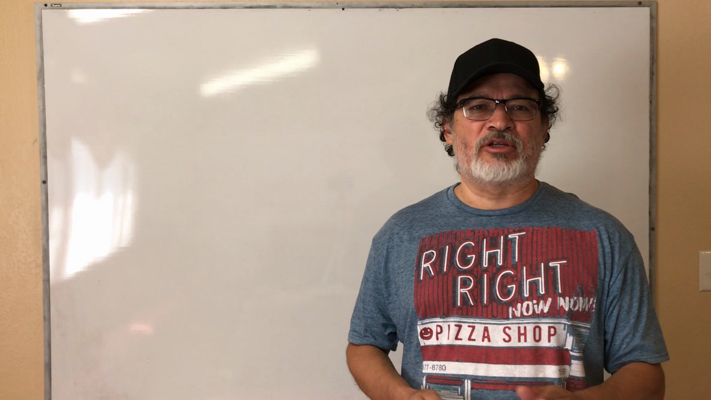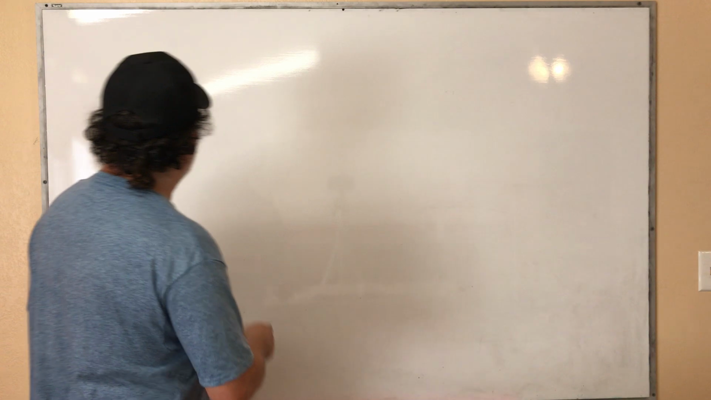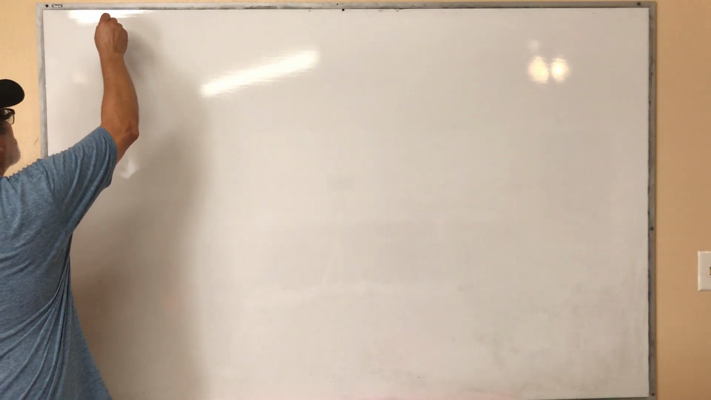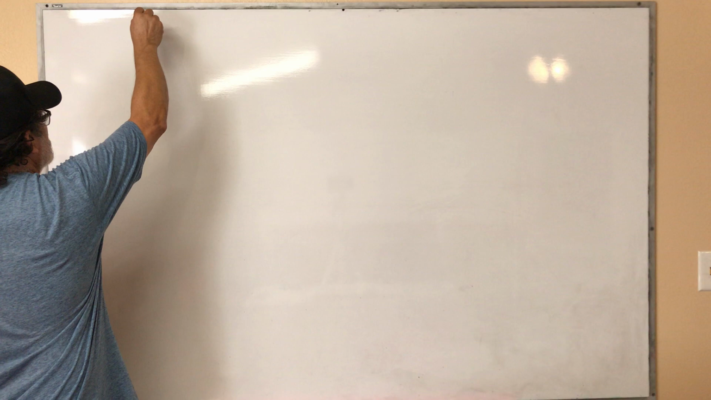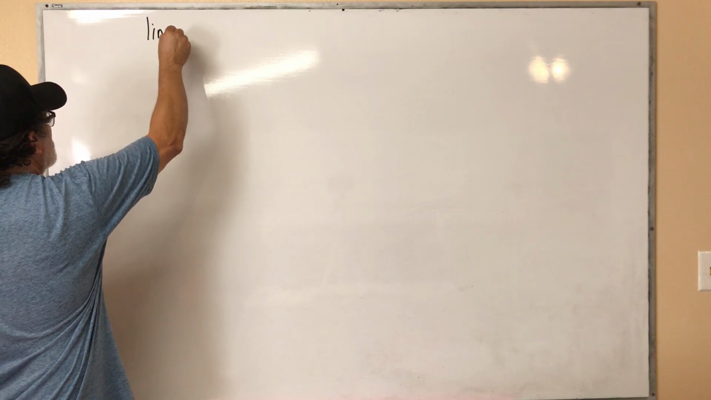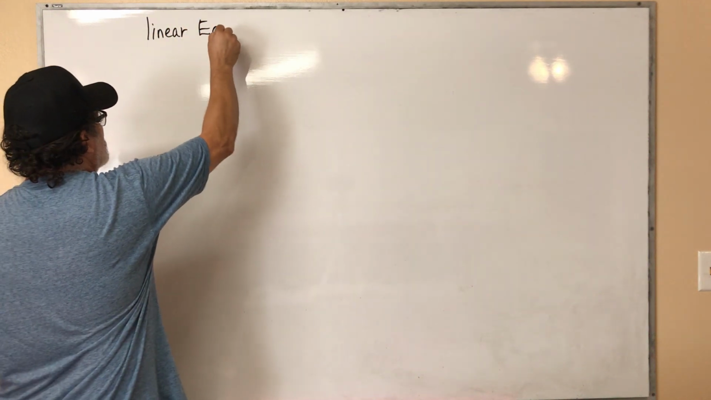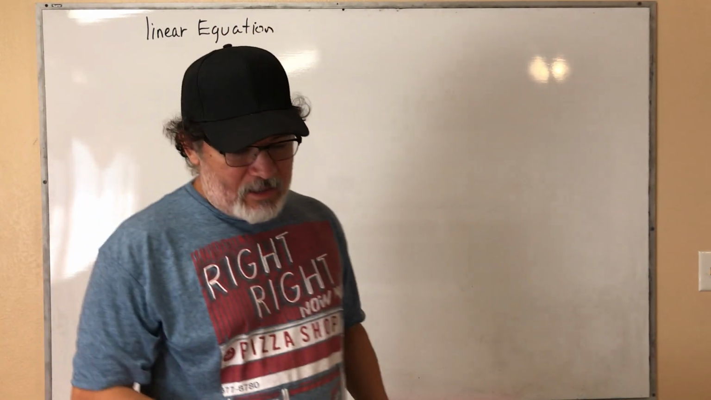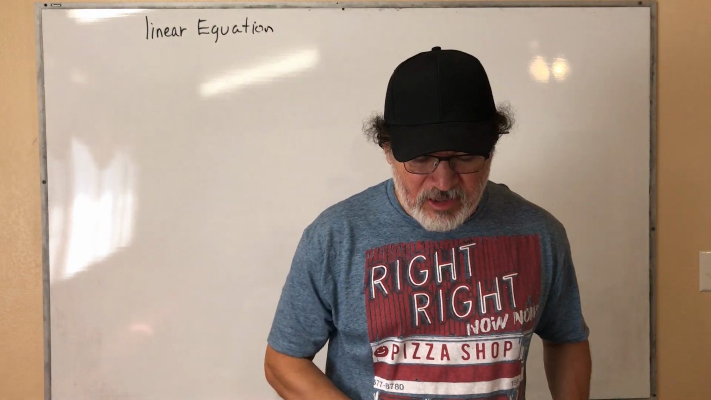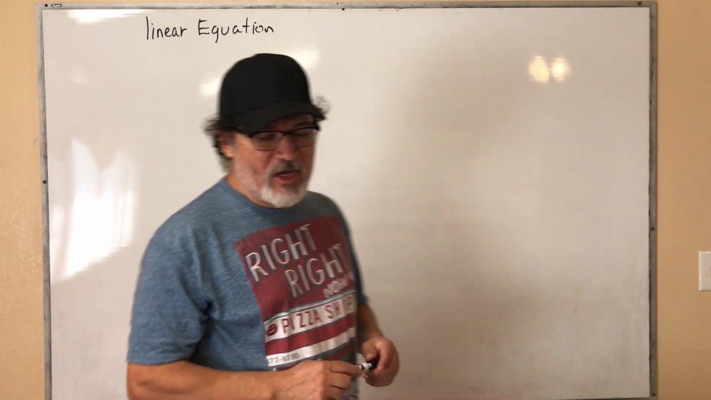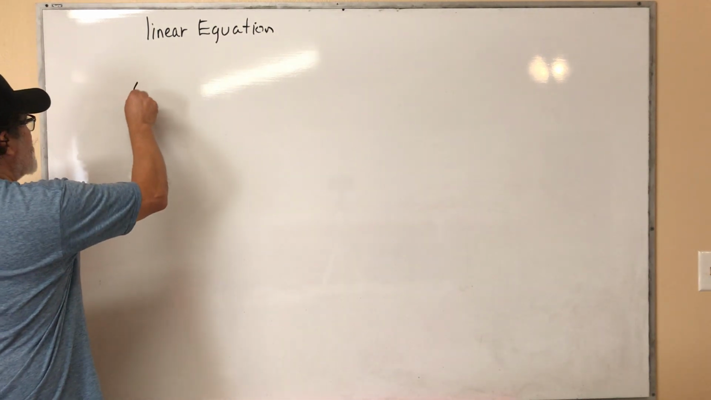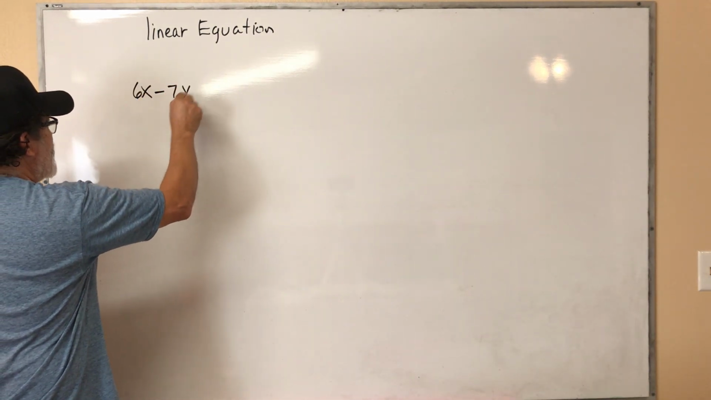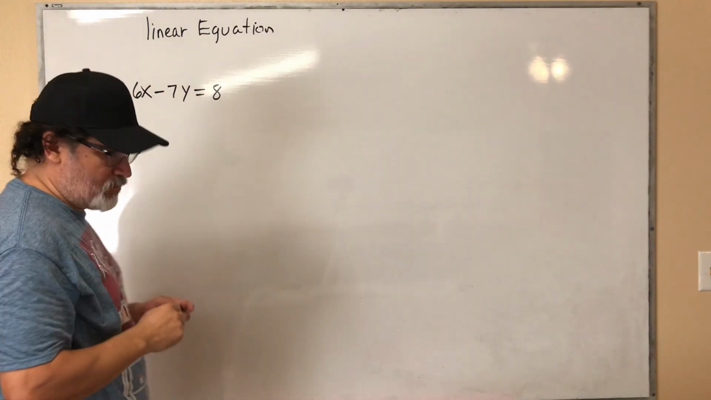I'm going to give you a linear equation. For example, look at this one. It's a linear equation: 6x minus 7y equals 8. 6x minus 7y equals 8. Okay?